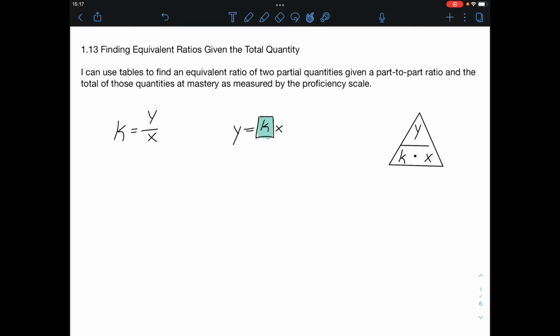Hello everyone, and welcome to 7th grade Math Module 1, Ratios and Proportions. In this video, we're looking at Lesson 13, Finding Equivalent Ratios Given the Total Quantity.